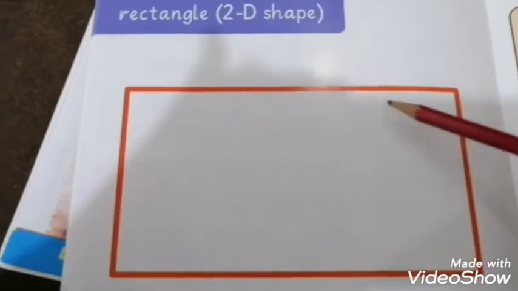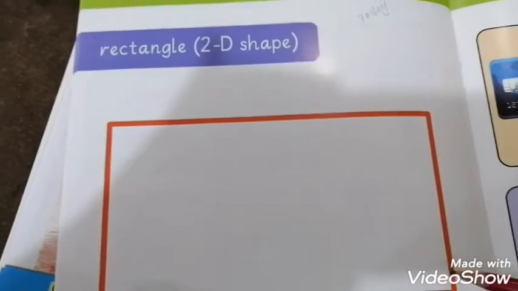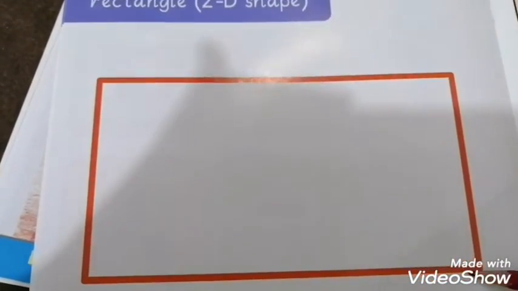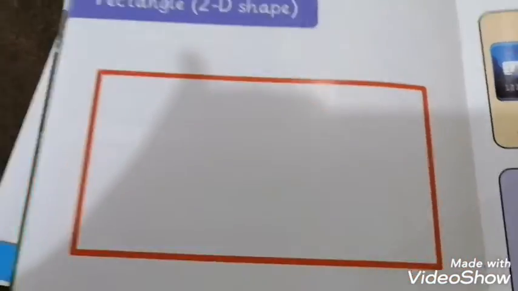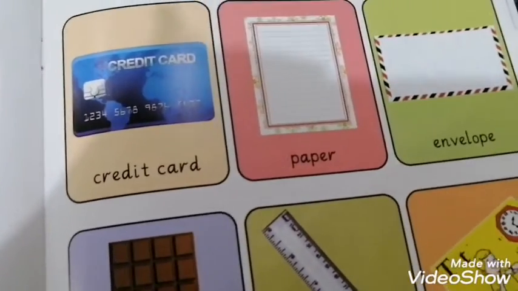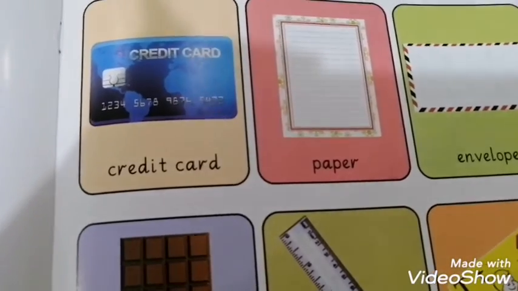2 lines are long. It means 2 faces are long and 2 faces are short. So when 2 faces are long and 2 faces are short, then that shape is called a rectangle. All of you read with me. What is this shape called? Rectangle.